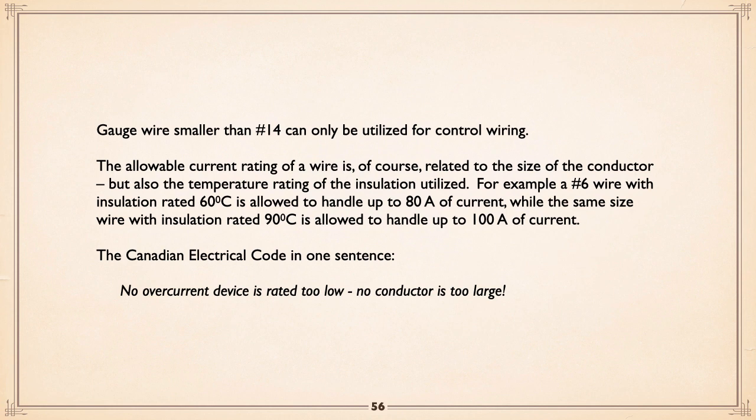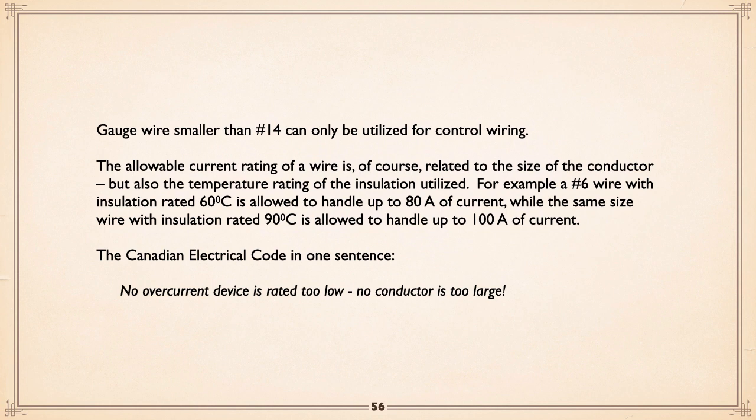The current rating of wire, of course, is related to the size of the conductor, but it's also related to the temperature rating of the insulation. For example, a number 6 wire with insulation rated at 60 degrees C is allowed to handle up to 80 amps of current, while the same size wire with insulation rated to 90 is allowed under code to handle up to 100 amp.